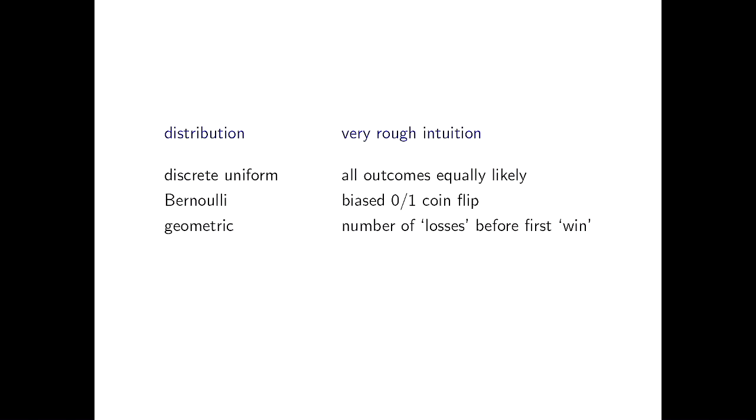Okay. So geometric, our very rough intuition for that is the number of losses before the first win, or in other words, the number of 1 minus p probability events before the first p probability event in a series of independent Bernoulli trials.